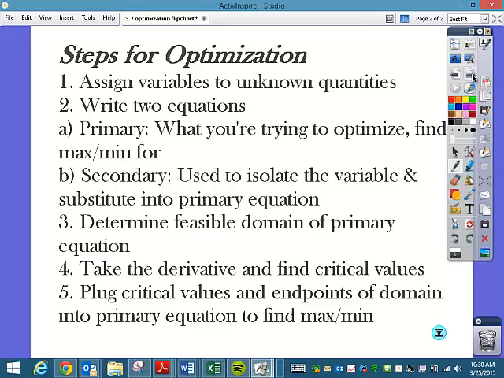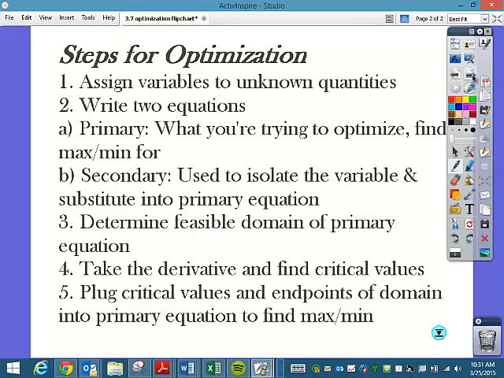For your secondary equation, there's going to be some other information given in your word problem, and the secondary equation is solely used to isolate one of the variables so you can plug it back into the primary equation. Remember, your primary equation will have 2 variables. You use your secondary equation to isolate one of those variables, and then plug it back into the primary equation. Make sure you determine a feasible domain for your primary equation, so like your sides can't be negative.